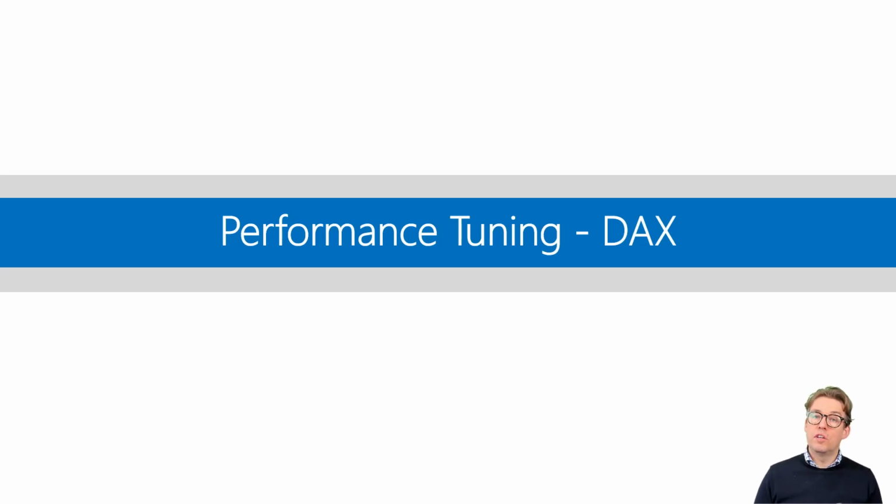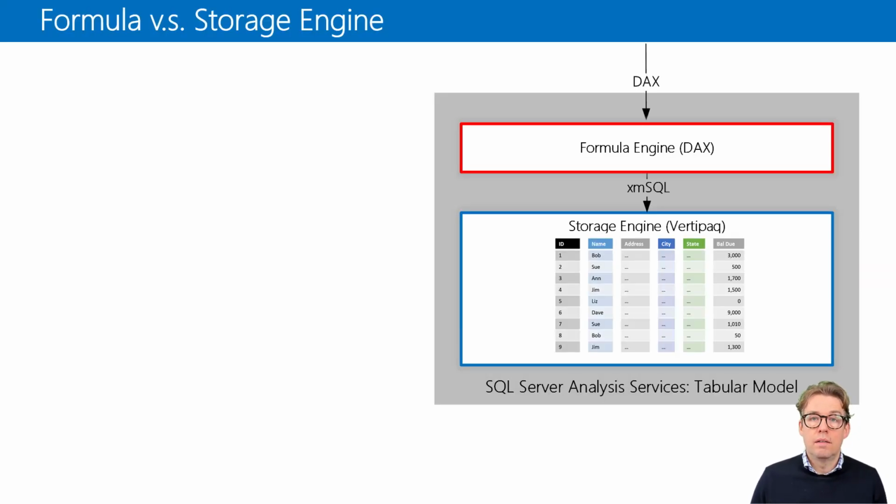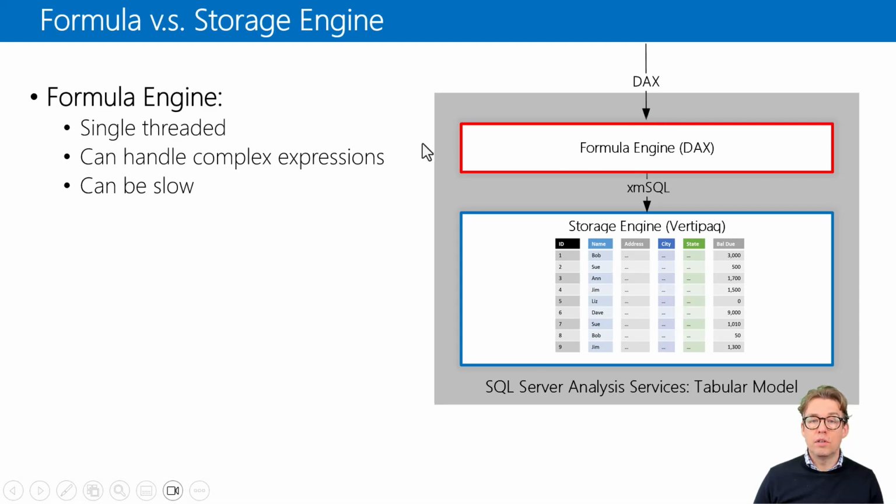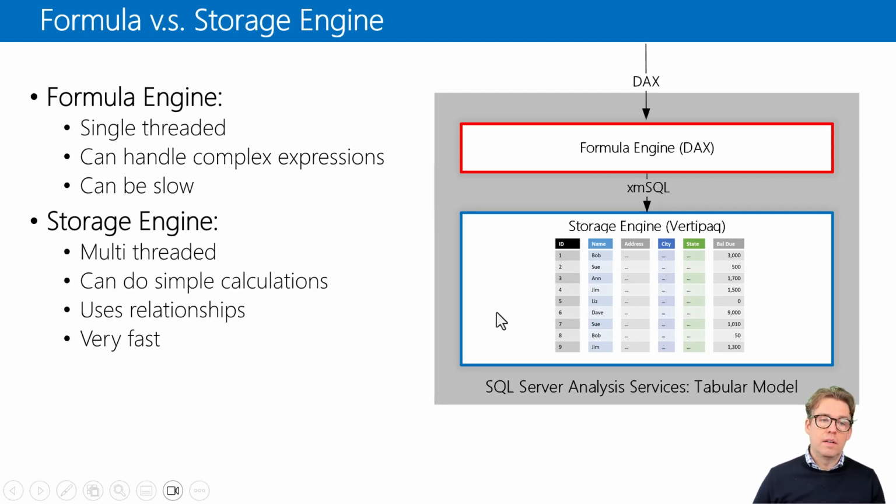The last part of performance tuning, we're going to look into DAX. If you create a DAX measure and it is evaluated, then 2 engines will be involved, the formula engine and the storage engine. So the DAX comes in, then the formula engine will look at it. It can handle very complex expressions, but it can also be extremely slow if you do too much in the formula engine, because it's single threaded. It can only do one thing at the same time. On the other hand, the storage engine is multi-threaded and it can look up a lot of things at the same time and is lightning fast.